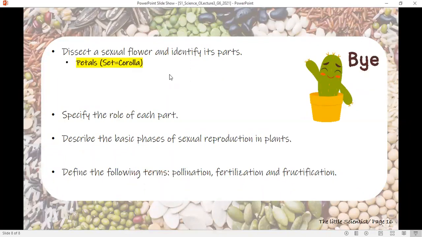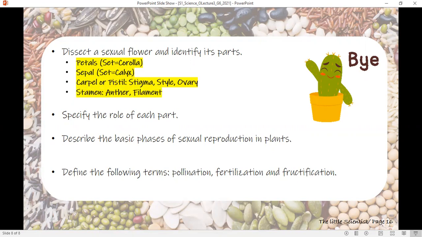A flower shows different parts. We have the colored parts, which are the petals. A group of petals is called a corolla. Then we have the sepals. Sepals look like leaves, and their job is to protect the flower as it grows. The group of sepals is the calyx. Then we have the female part in a flower, which is the carpel or the pistil. The female consists of 3 parts: stigma, style, ovary, and finally, we have the boy or the male part, which is the stamen with 2 parts, anther and filament.